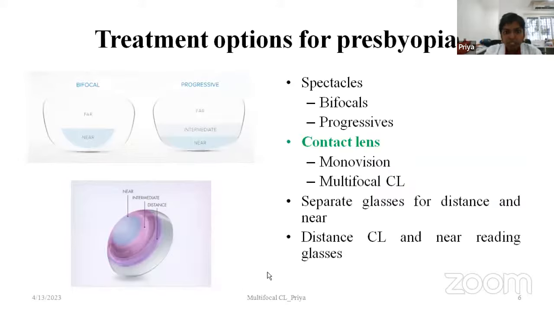What are the treatment options for presbyopia? Spectacles, where we can give bifocals or progressives. In contact lenses, we have monovision, nothing but the dominant eye will be corrected for distance and the non-dominant eye will be corrected for near. And multifocal contact lens, which we will see in detail in further slides. And separate glasses for distance and near: distance contact lens and near reading glasses.